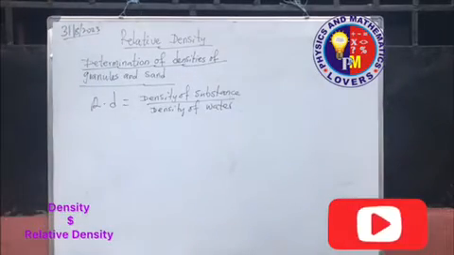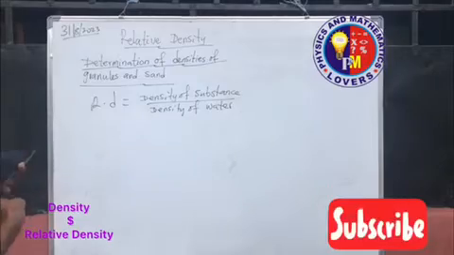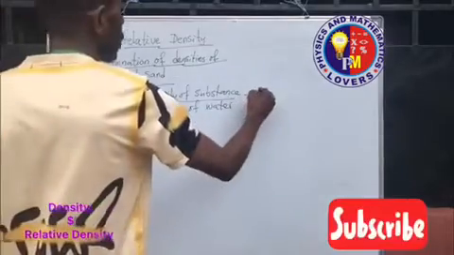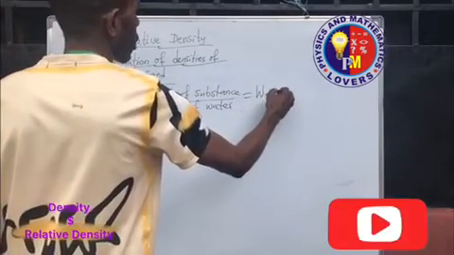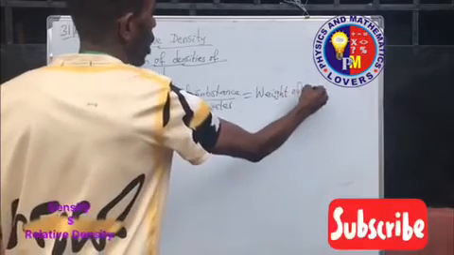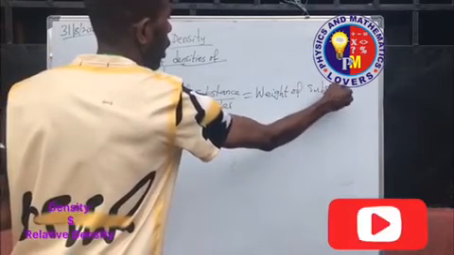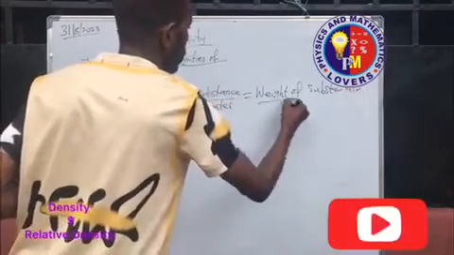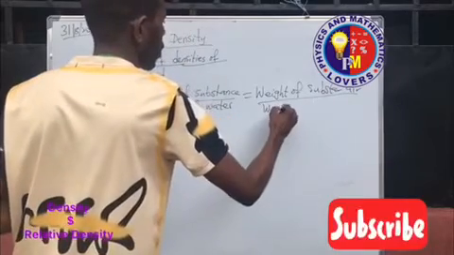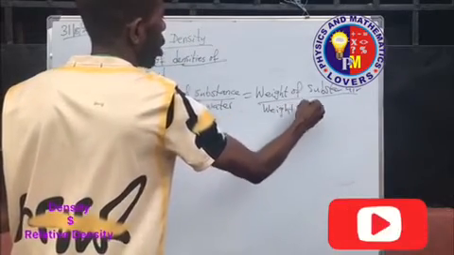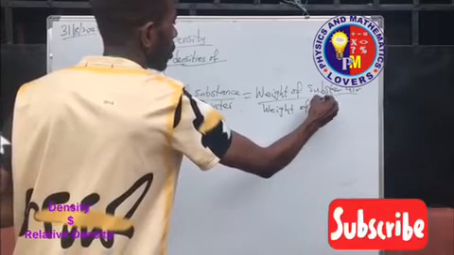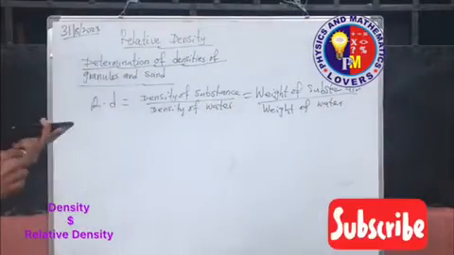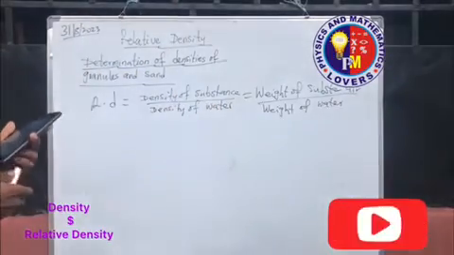Now, you can also say that relative density is equal to weight of substance in air all over weight of that substance in water. So that is another definition you can use for relative density.